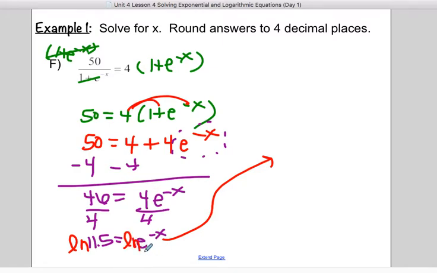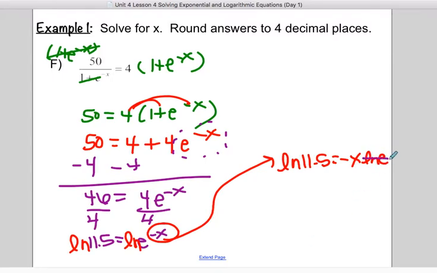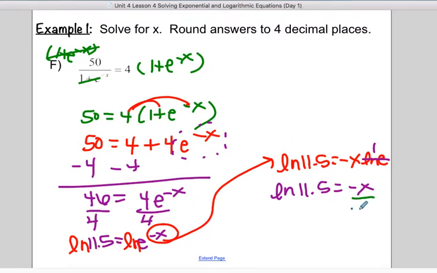So ln brings my negative x in the front, and then ln of e, they will cancel. So we have ln 11.5 equals negative x ln of e. Ln of e is 1. So I have ln of 11.5 is equal to negative x. I don't want negative x, I want x, so I divide both sides by negative 1. So negative ln of 11.5 is equal to x.